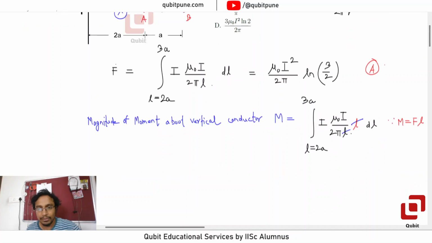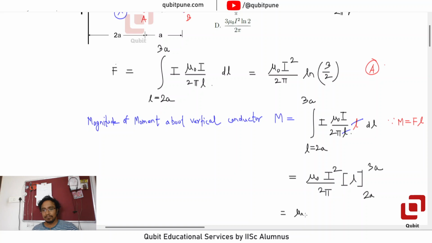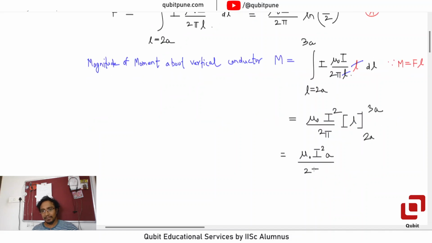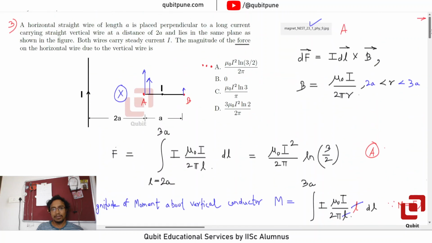Okay, so the moment will be mu naught I squared by 2 pi a. Why a? 3a minus 2a. ठीक है. तो सिर्फ फोर्स ही पूछेंगे ऐसा नहीं है. They can also ask you to find the moment here. ठीक है. Any issues, any doubt here?